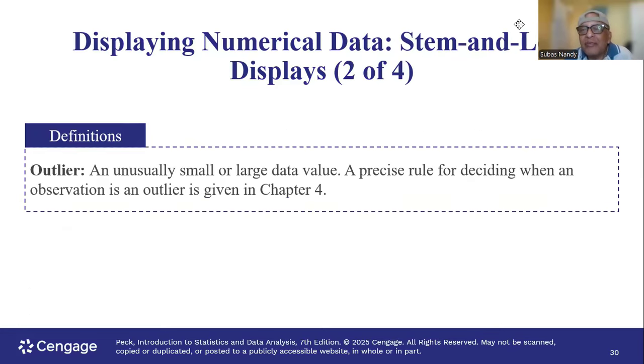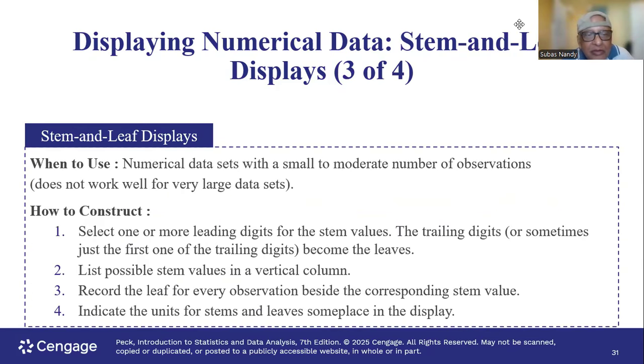What is an outlier? As the name implies, it is a number which is far away from the rest of the data. Okay. So here they go through some rules of when to use stem and leaf displays. When to use: a numerical data set with a small to moderate number of observations. It does not work very well with large data sets.